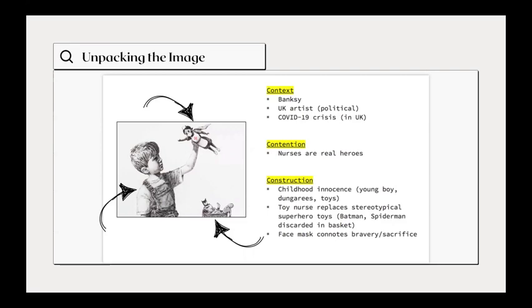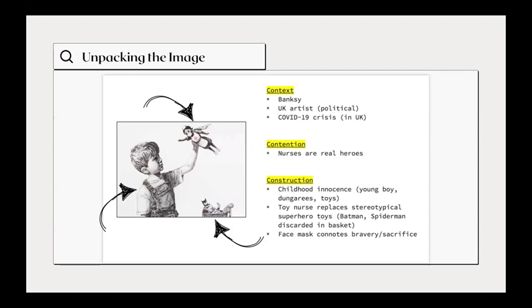Looking at the construction, well, the image of childhood innocence is constructed by the young boy being the centre of this image. He's wearing dungarees, like a type of overall, that implies that he's quite young. And then there's this basket of toys.